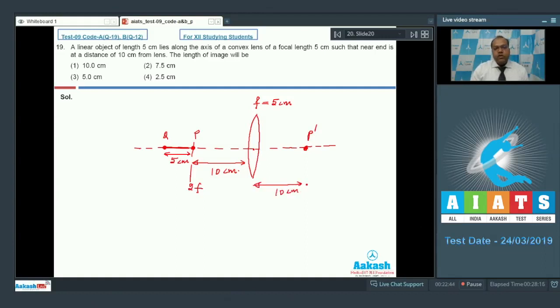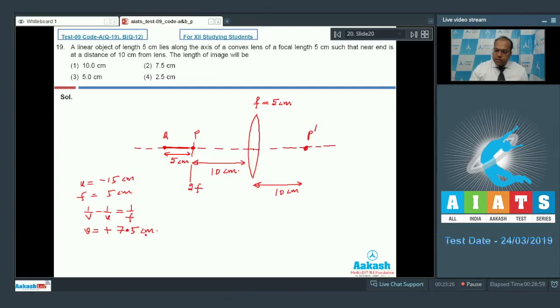Now we have to find out at what position the image of point Q is formed. For that, the value of u is minus 15 cm and the value of f is 5 cm. If I apply the lens formula, that is 1/v minus 1/u is equal to 1/f, then substituting the data and solving, the value of v comes out to be plus 7.5 cm.